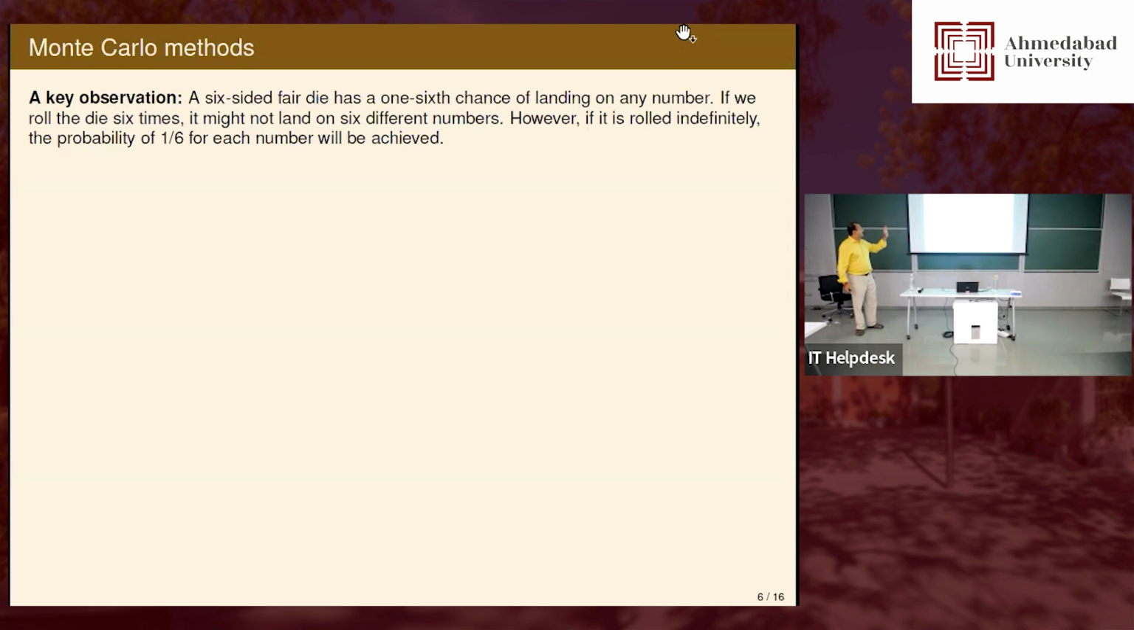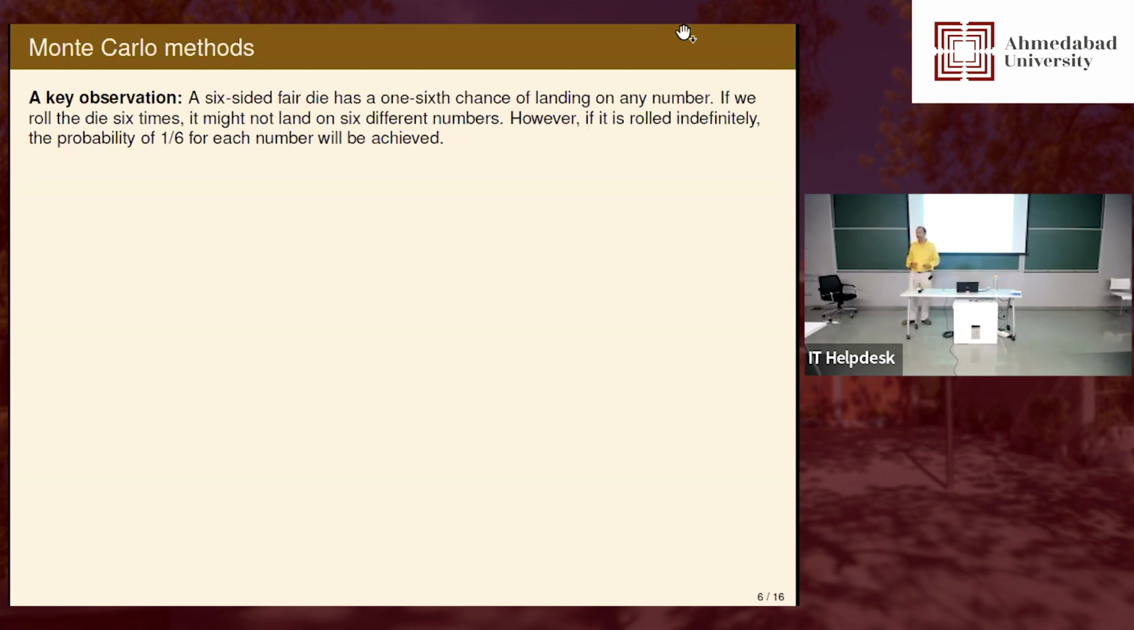How is it done? A key observation. Suppose you have a die and you believe it's a fair die, meaning it's not biased to any of the six values. And you roll that fair die as randomly as you could. If you roll it six times, are you going to get all six values? No. Is it a fair test? You didn't get six different values on the six throws.